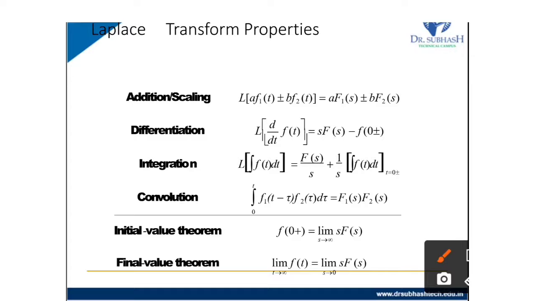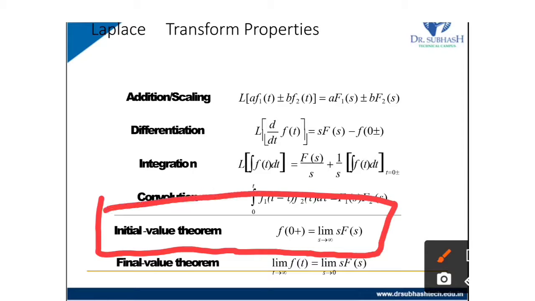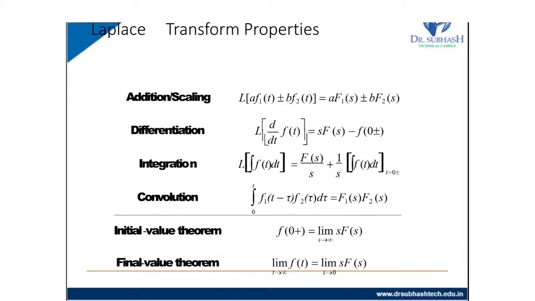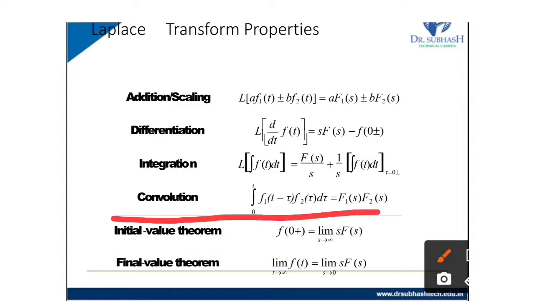So here, initial value theorem: in that f of t, t equal to 0, but in the S domain, or in the Laplace form, we have to put s equal to infinity. For final value theorem, we put t equal to infinity but s equal to 0, in the form of limit s multiplied by f of s.